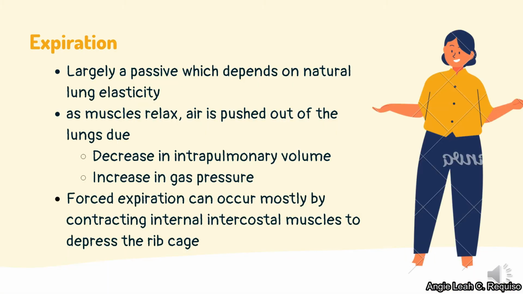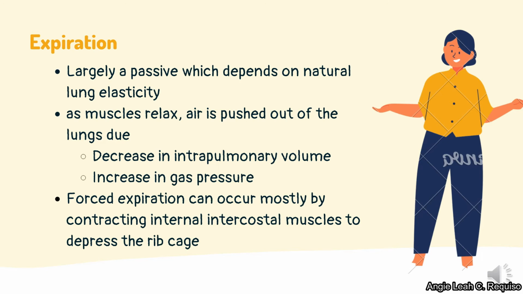The second phase of mechanics of breathing is expiration, in which the air is leaving or expelled from the lungs. Expiration is largely passive, which depends on natural lung elasticity, which means that it's just a natural process that depends on the lungs' capability to recoil. As muscles relax, air is pushed out of the lungs due to, first, a decrease in intrapulmonary volume. So when the intrapulmonary volume decreases, this is when the air is pushed out of the lungs, or exhalation.